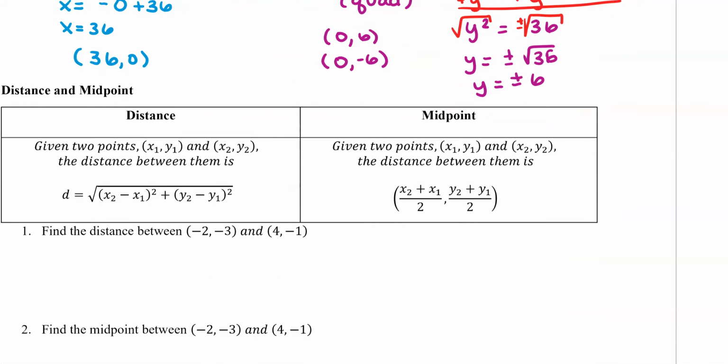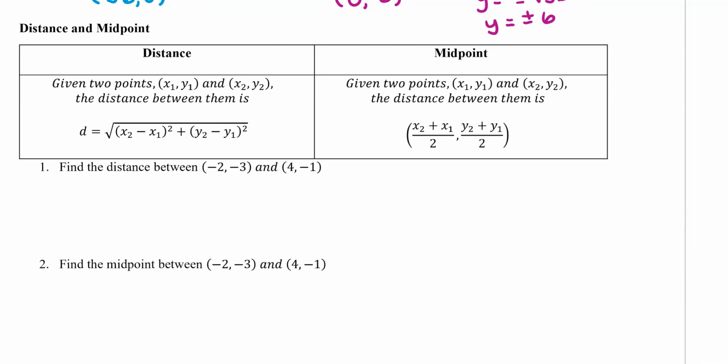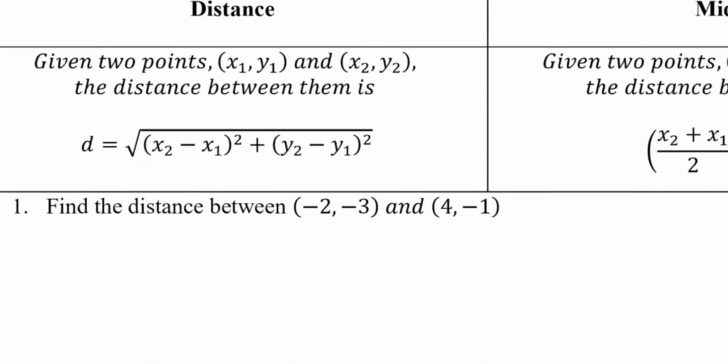Now let's move on to distance and midpoint. So for distance and midpoint, if you've got 2 points on the graph, you can find the distance between them, and you can find the midpoint, the location which is halfway between, or equidistant between, the 2 points. So let's focus on distance.